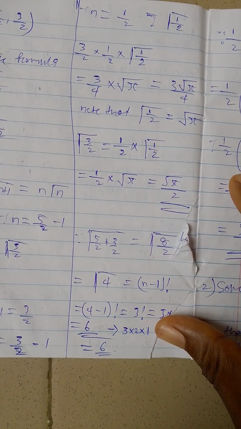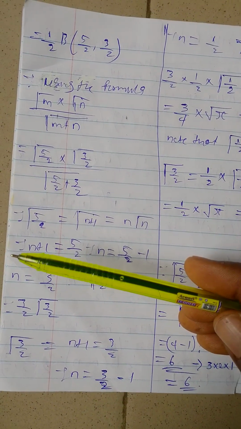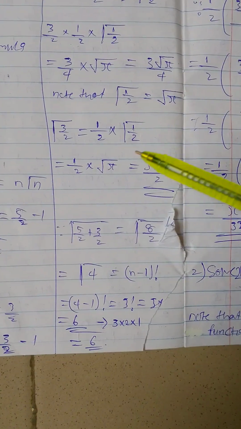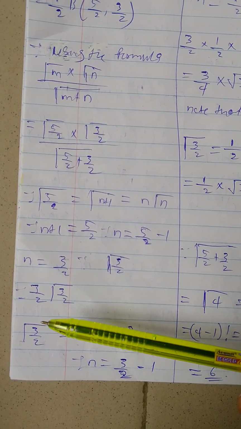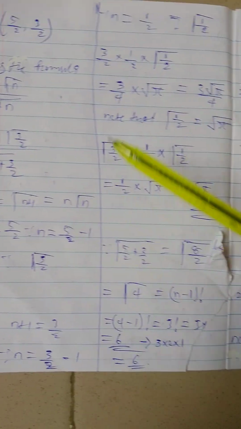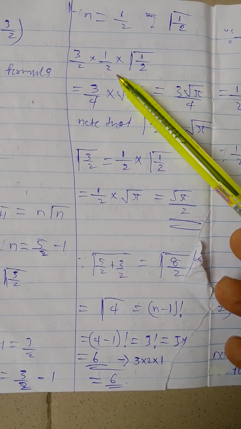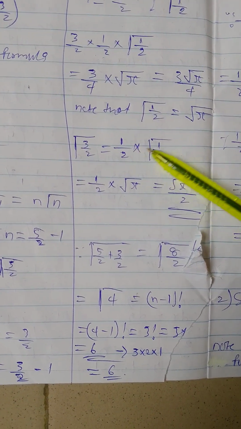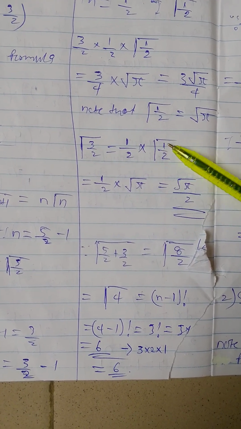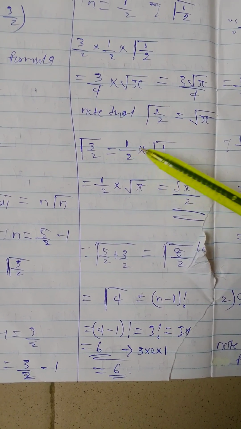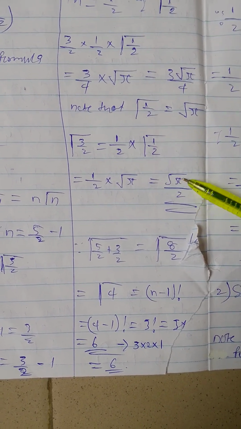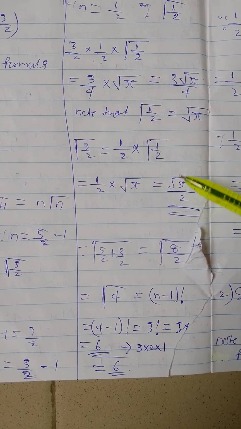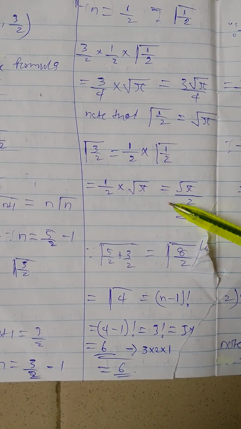Now what's next? Let's find the gamma function for 3/2. The gamma function for 3/2 is 1 over 2 times gamma 1 over 2, right? Where gamma 1 over 2 is the square root of pi. So 1 times square root of pi is square root of pi, all over 2. So this is the answer for this.